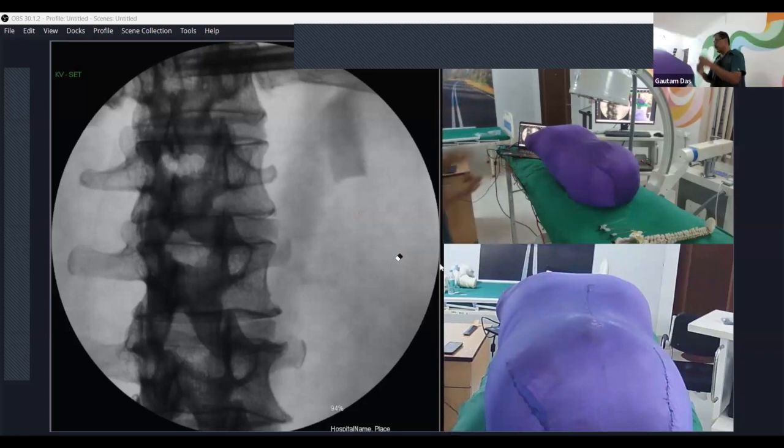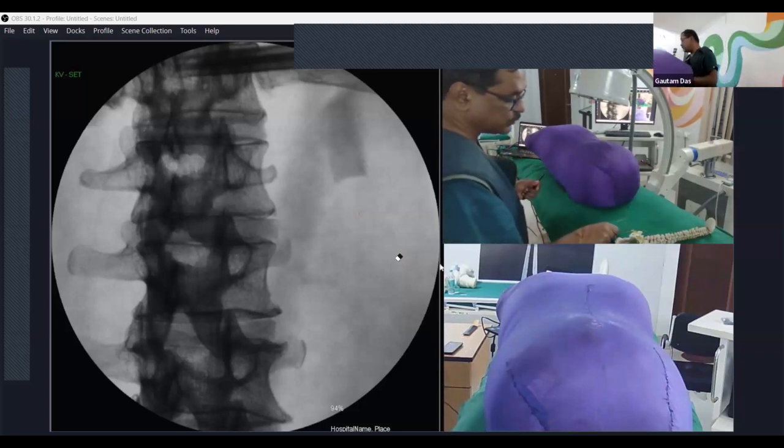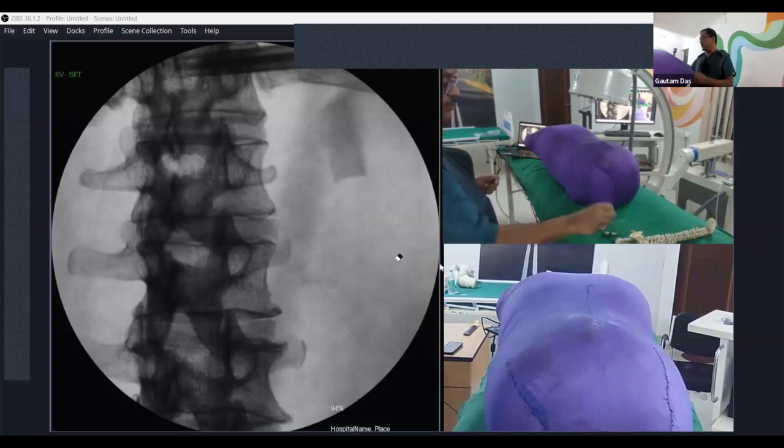Okay, so now we are ready for some procedures. Let us start doing the procedures, and we will be doing it in tunnel vision. What is tunnel vision?